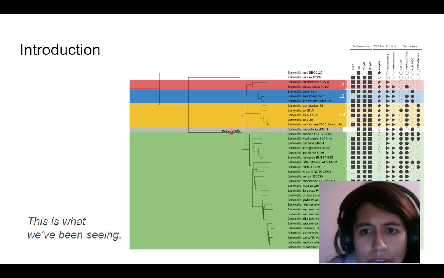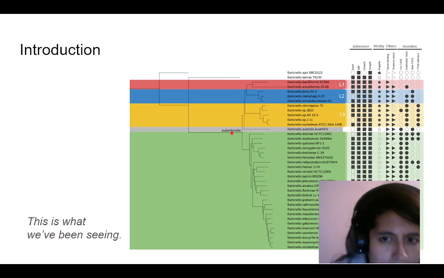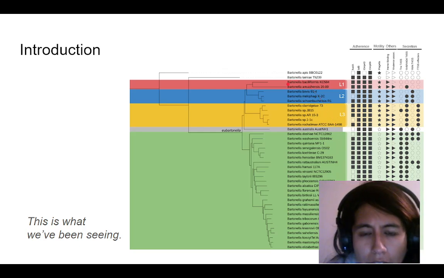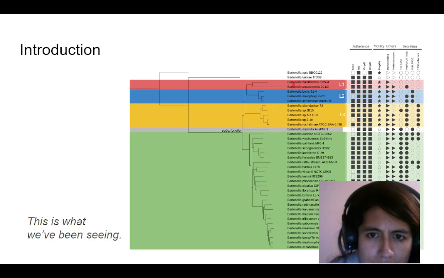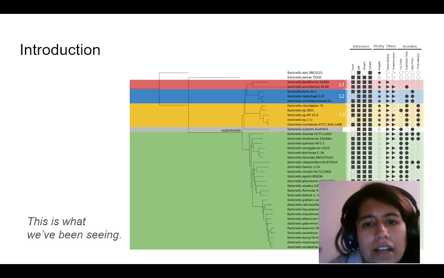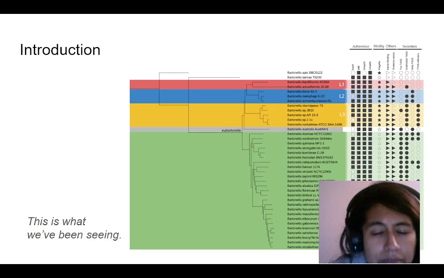The Eubartonella group is divided in 4 groups: lineage 1, lineage 2, lineage 3, and lineage 4, the groups that comprise the Eubartonella group. Our subject of today is mainly in this lineage. It is only in this lineage. It's Bartonella bacilliformis and its close relative Bartonella ochoensis, although they are very separate from each other, and we will see why in the following presentation.